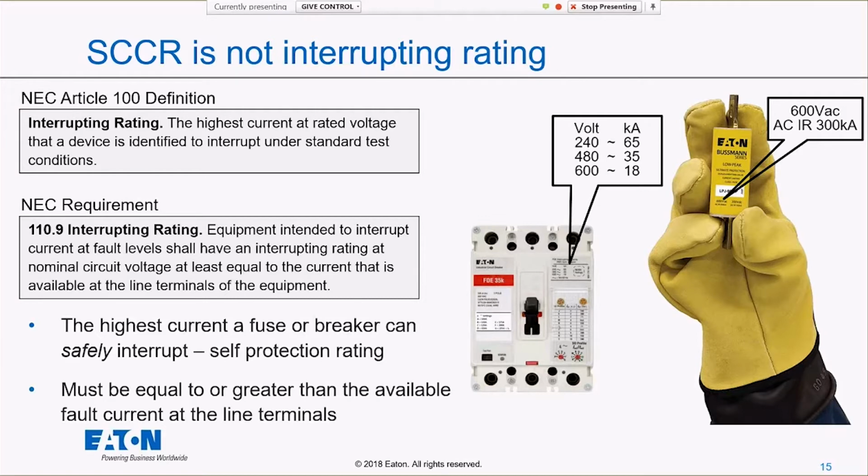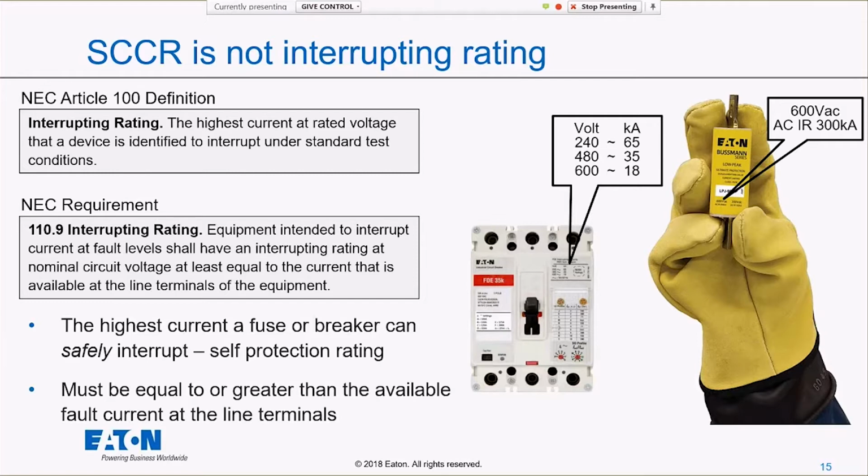Another important thing to note about the interrupting rating is that it is a self-protection rating only. So if I'm a breaker and I have a 35,000 amp interrupting rating, it means that if I see 35,000 amps, I'm going to trip and I'm going to be okay. I'm going to clear that fault and be safe. But I'm not guaranteeing the protection of anybody around me, right? That's where the short circuit current ratings come into play. Interrupting rating is only a self-protection rating for that overcurrent protective device.